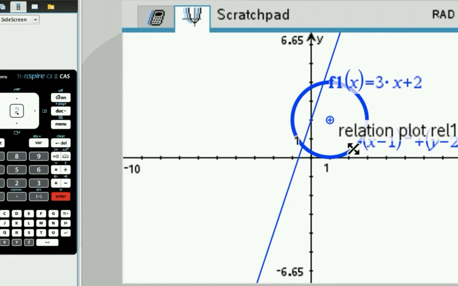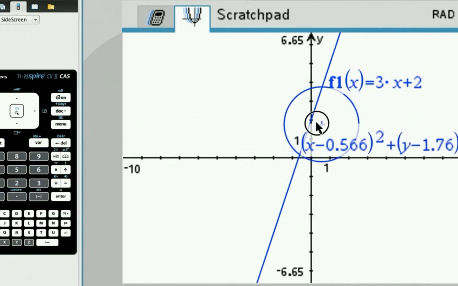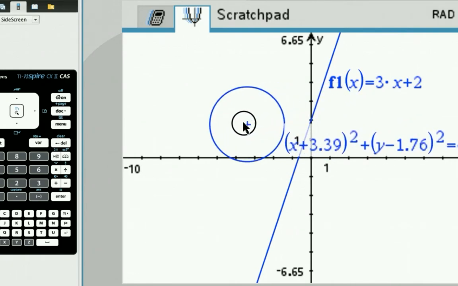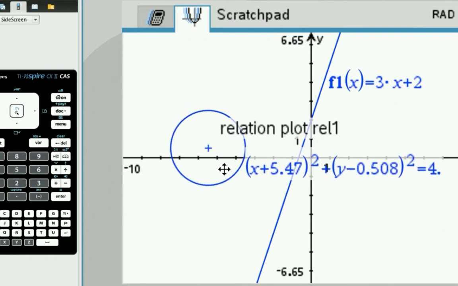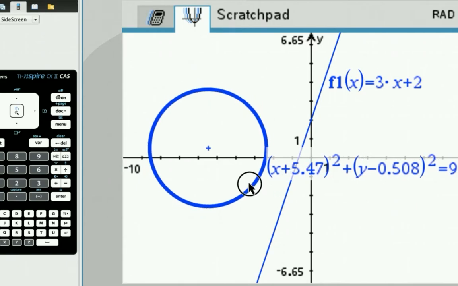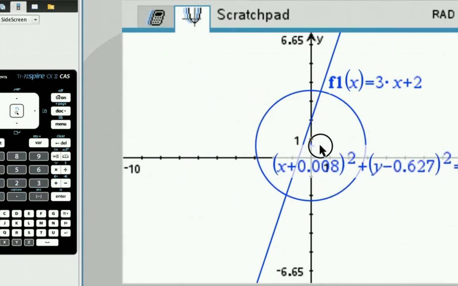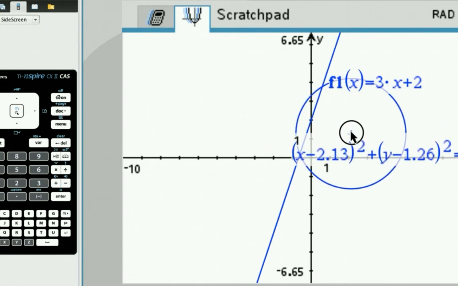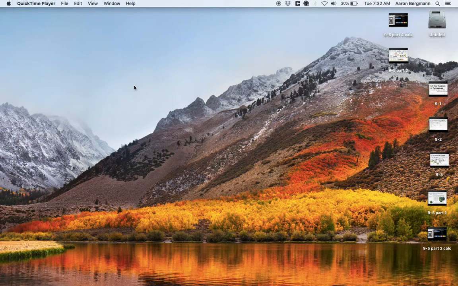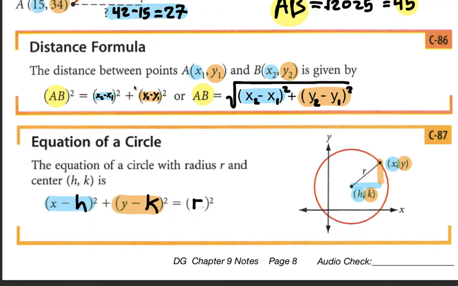And if you want to use the trackpad, you can even move it if you wanted to. You can move it over here, and the equation adjusts. You could even stretch it out a bit if you can use the trackpad well. Changing the radius is over there. Changing the x and y values is over here. The h and k value is right here. So that's the equation of a circle.